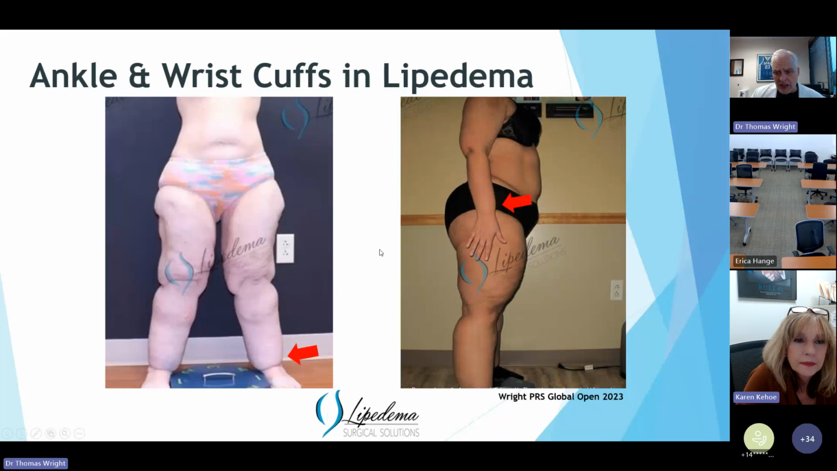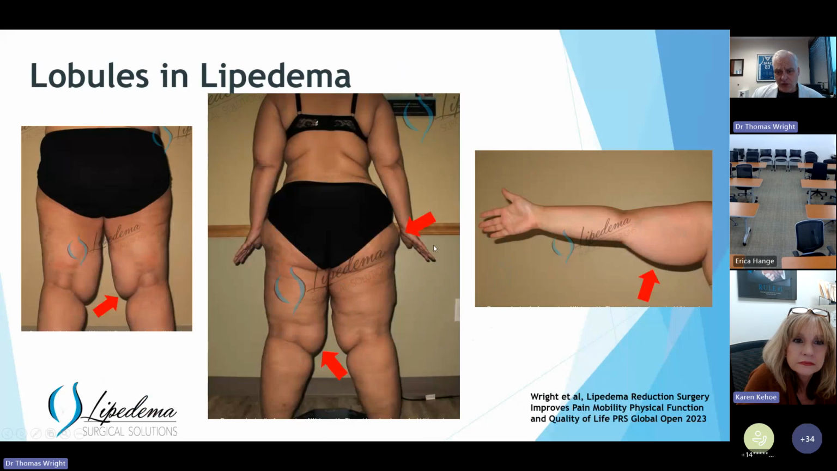Classically, we see these cuffs at the wrist and ankles, but they don't have to be present. Lipedema and lymphedema are among the few diseases that cause cuffs like this. You can also see an elbow cuff, where the tissue hangs over the elbow. And then lobules. Here is a lateral thigh lobule or hip lobule, an inner knee lobule, and an arm lobule. Those are also characteristic of lipedema.